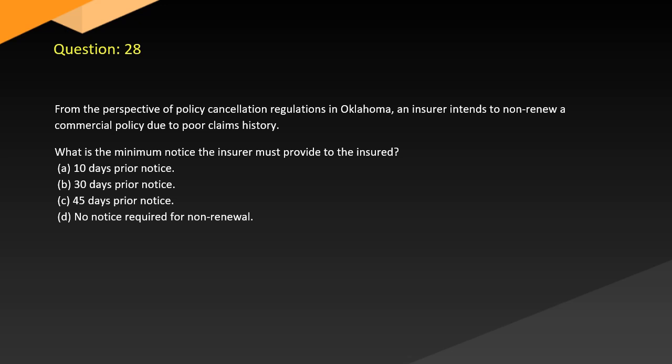Question 28. From the perspective of policy cancellation regulations in Oklahoma, an insurer intends to non-renew a commercial policy due to poor claims history. What is the minimum notice the insurer must provide to the insured? A. 10 days prior notice. B. 30 days prior notice. C. 45 days prior notice. D. No notice required for non-renewal.